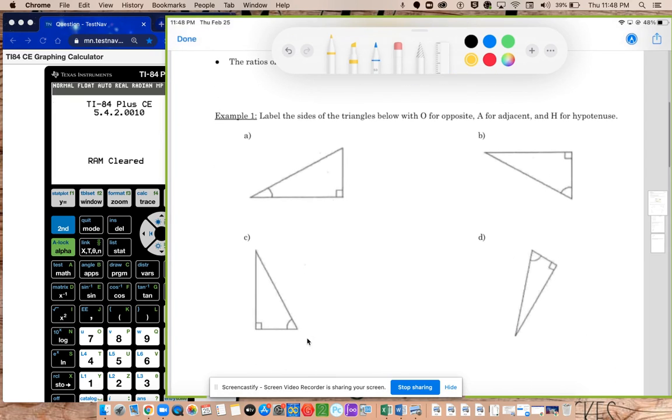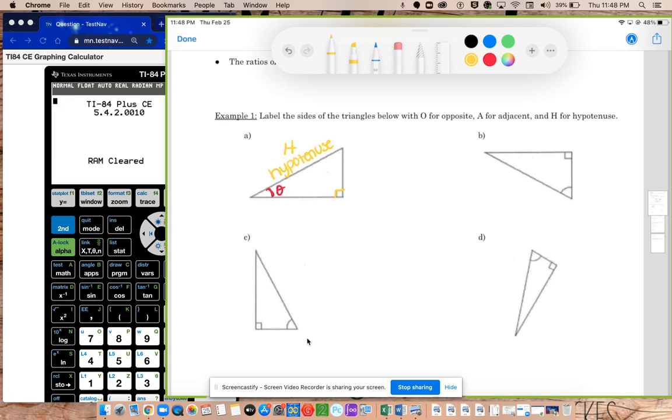Okay. So first what we're going to do is just practice labeling those sides for the angle that's marked. So we see in this first one, we have this angle down here marked. That's going to be our theta. We want to mark what is opposite, adjacent, and hypotenuse. Well, we know that the hypotenuse is always across from 90 degrees. So I have my 90-degree box here. That makes this the hypotenuse. Or you could just put H for short.